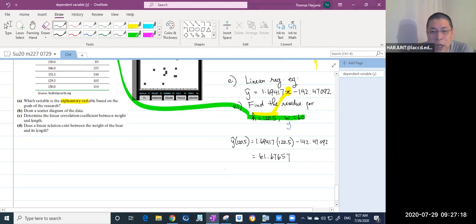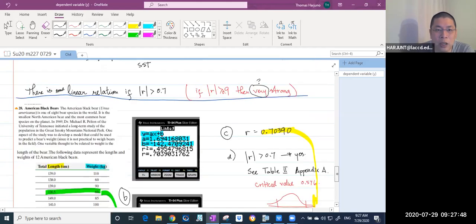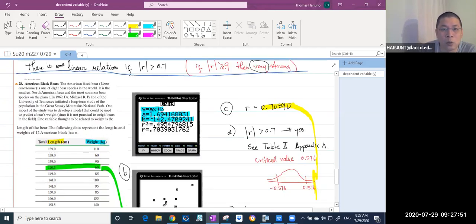Okay, so the error, which our textbook called residue, is the observed value minus the expected value, the prediction. That's negative 1.67657. Okay, that's the residue. Now the thing is, what is R squared? What is R squared?